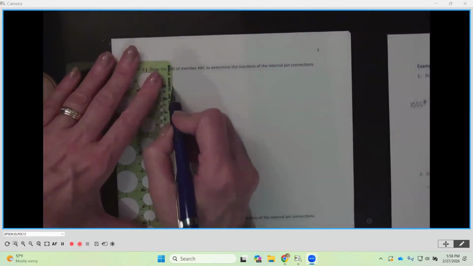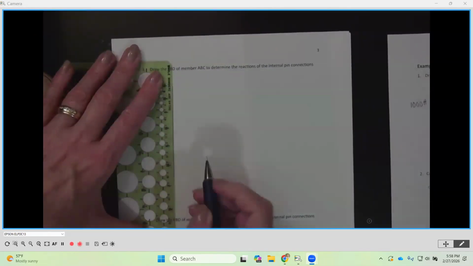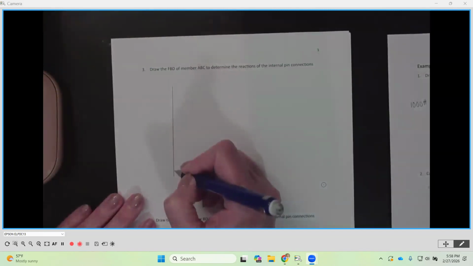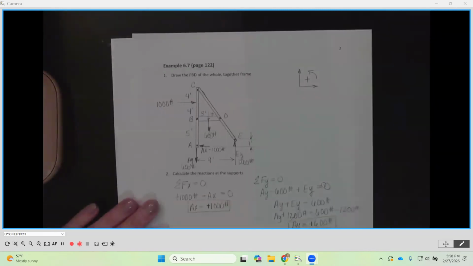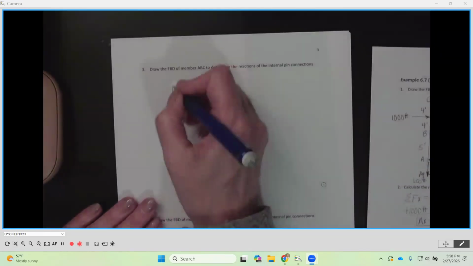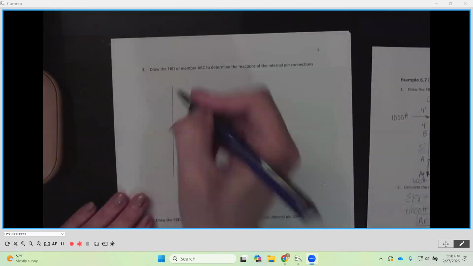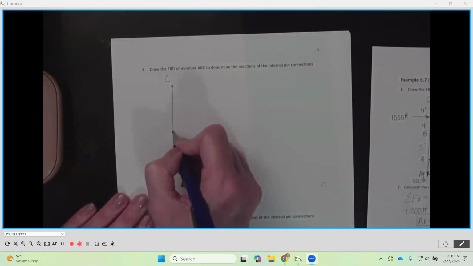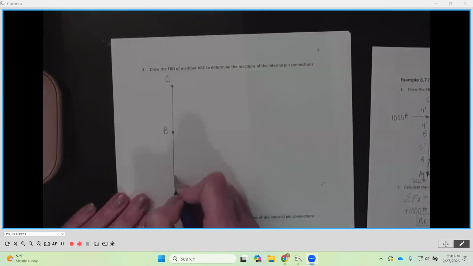We are simply going to draw our vertical member. Now, in this case, because we're just worrying about the single member, you don't have to show it with thickness. It's when it's together so we can see that it's a continuous member is where it's important. So I'm just going to show this as a simple line, and C is going to be on top, and then I've got B, and I've got A, okay?